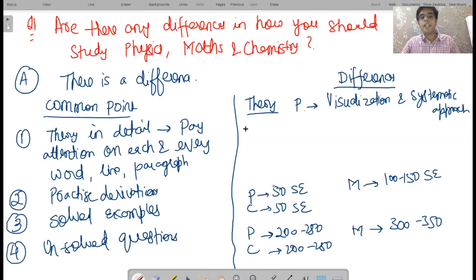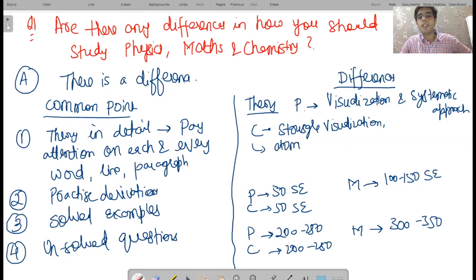In chemistry, what happens? We struggle on visualization. So what we need to do, we need some animations, we need some atomic structures, some visualization technique in a deeper way, because everything in chemistry happens at the atomic or the molecular level.